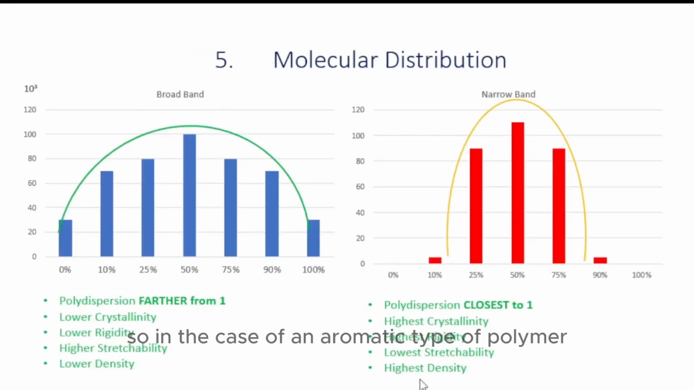So in the case of a narrow band type of polymer, the polydispersion is closest to 1, which means that the molecules of the polymer are more or less of the same size and weight. It also implies that this polymer has a trend to have a higher crystallinity, higher rigidity, which means also a higher modulus. So it's also expected to have lower stretchability. A polymer with narrow band type also has a trend to have a higher density in comparison to a broad band type.